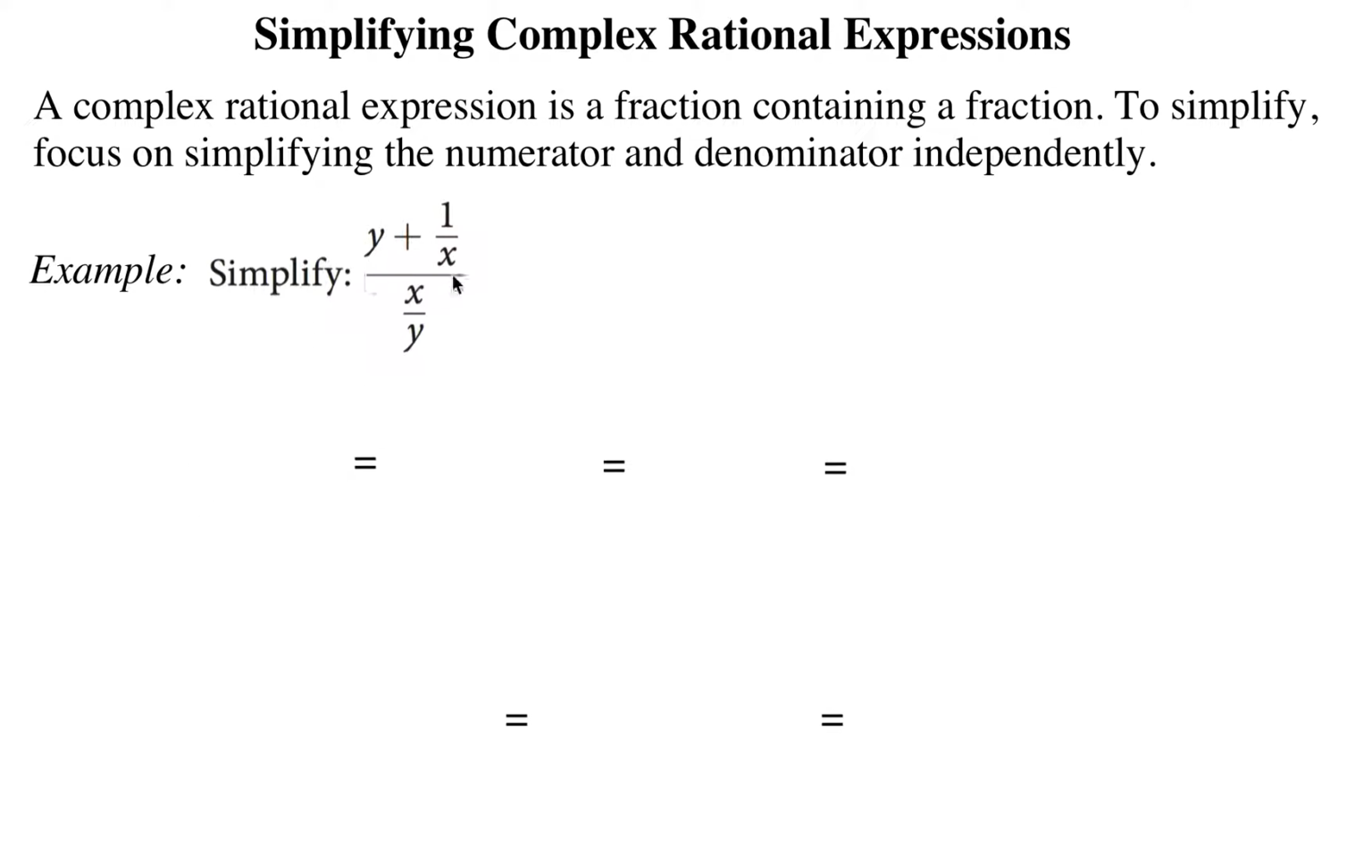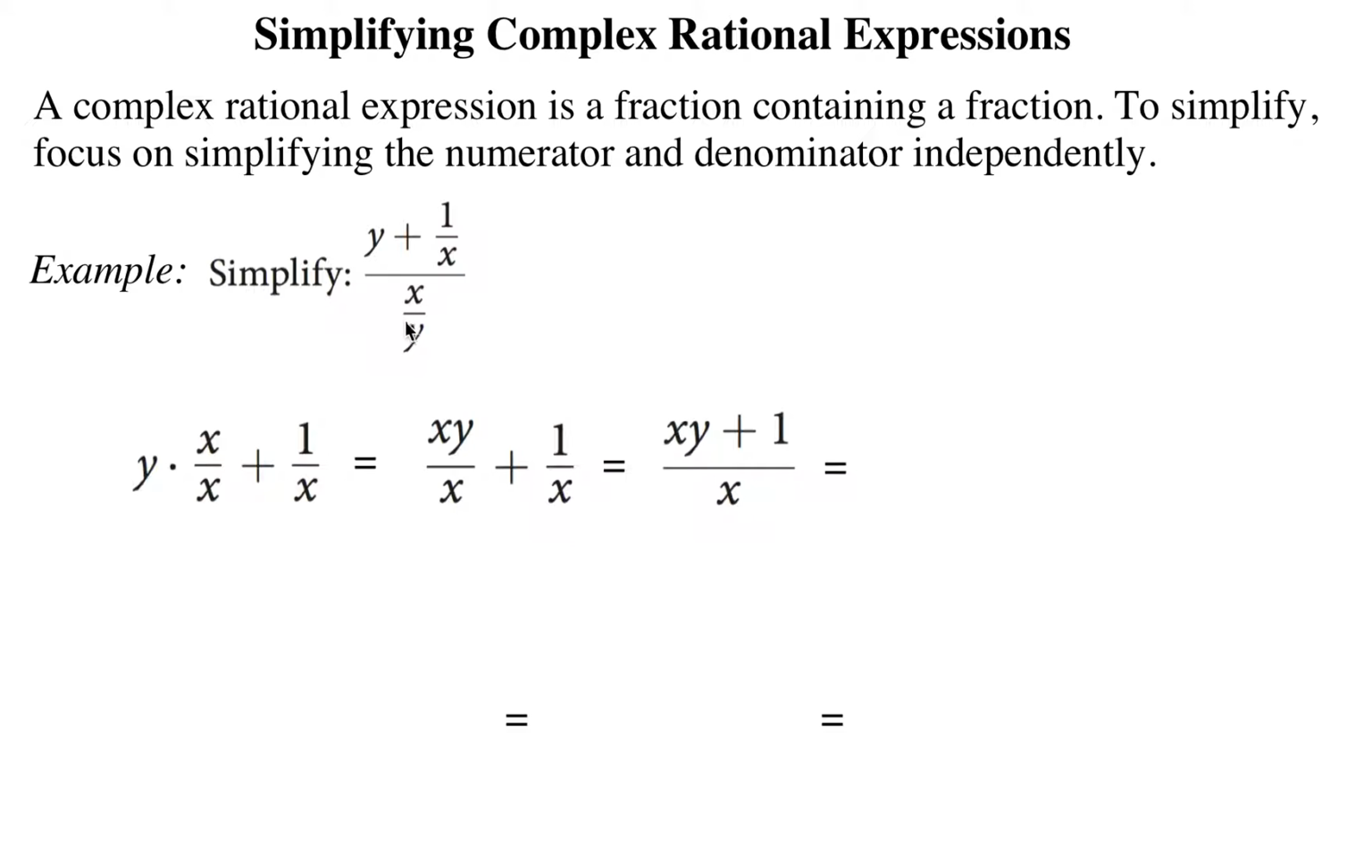So let's focus here on the numerator first, since it has two terms that are added. So we need to find a common denominator. This is like y over 1. So my common denominator will just be x. So I don't need to do anything with the 1 over x, but I need to multiply the y by x over x. When I do that, I get xy over x plus 1 over x. And then I can add my numerators, xy plus 1 over x. So this is just the numerator simplified.